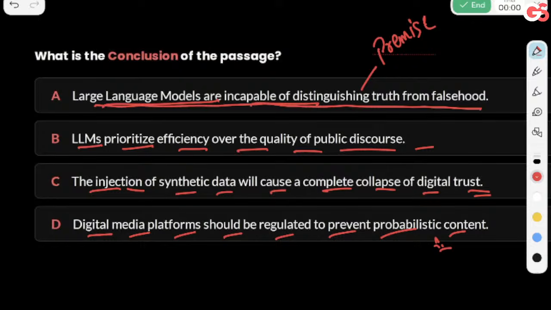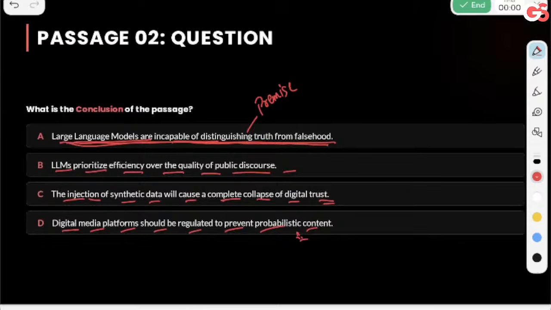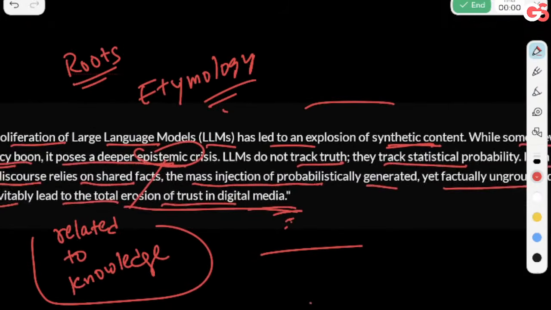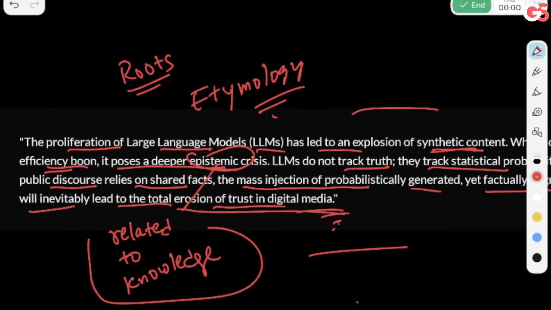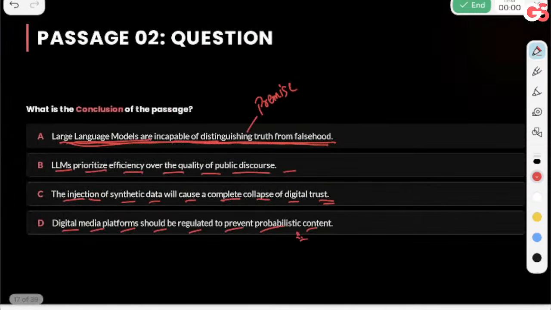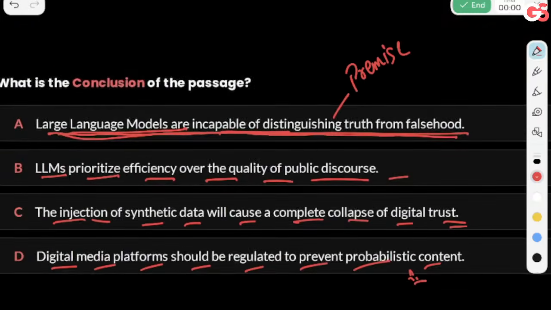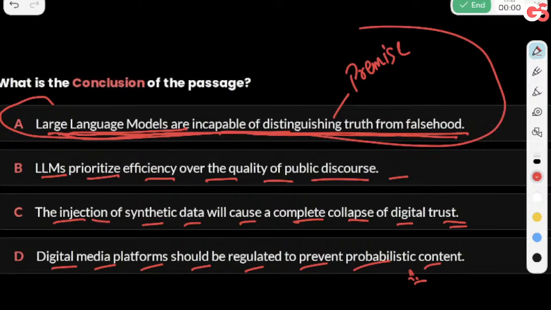All right, Sachin. Many people did not answer. You thought this looks like a conclusion, that "LLMs are incapable of distinguishing truth from falsehood." It looks like a conclusion, but you know what? In the given passage, this actually acts like an intermediate premise, because the conclusion is at the end, in which there will be erosion of trust. So if I add this statement somewhere in the passage, it will act like a premise, not like the conclusion.